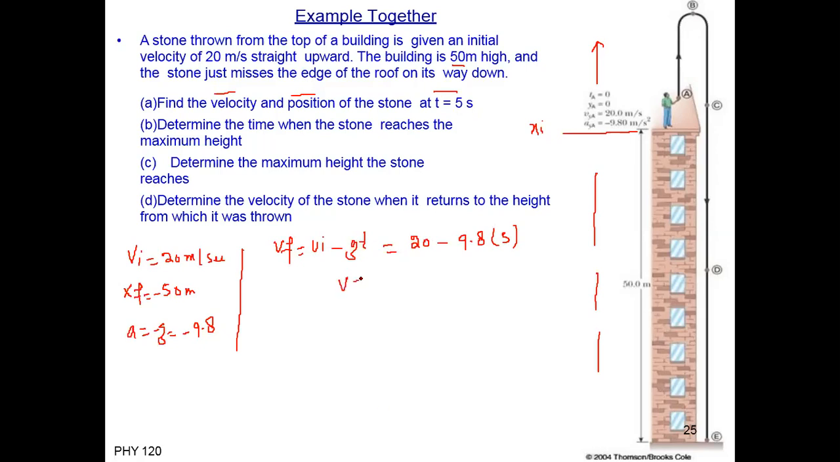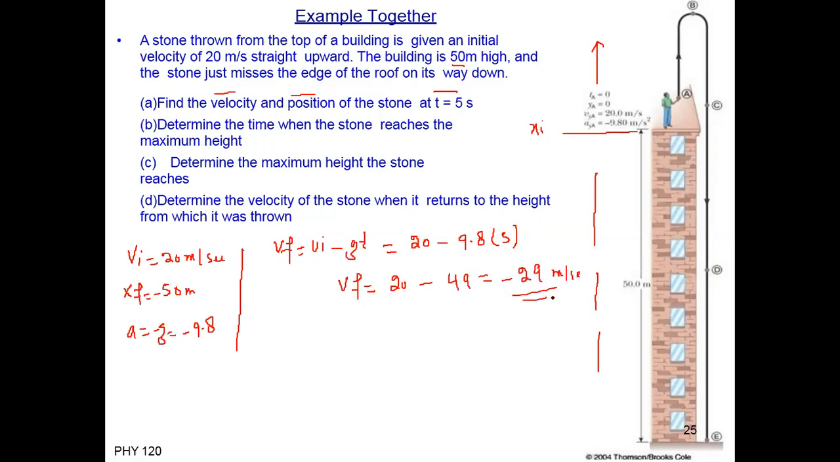So Vf is equal to 20 minus 9.8 multiplied by 5. 9.8 multiplied by 5 is 49. So 20 minus 49 is equal to minus 29 meters per second.